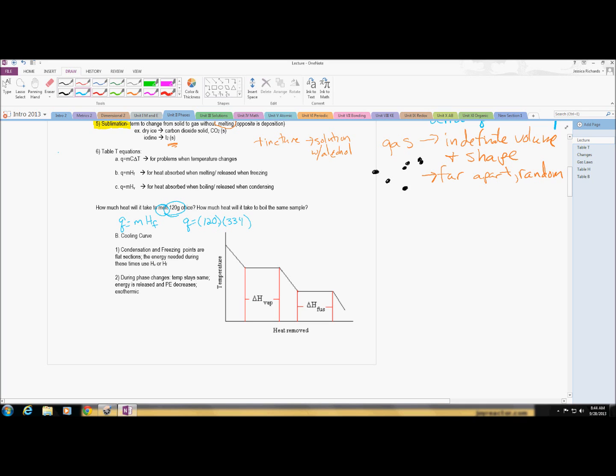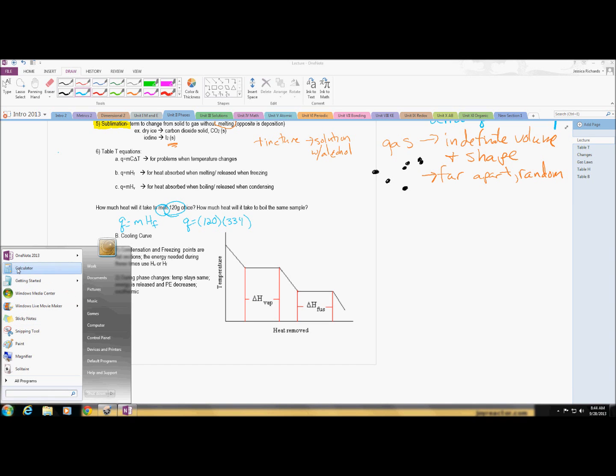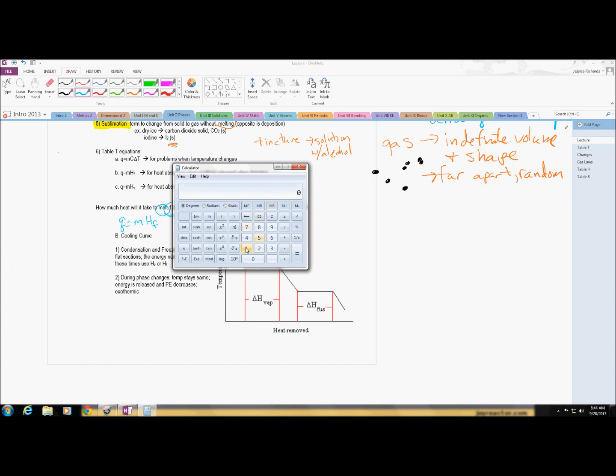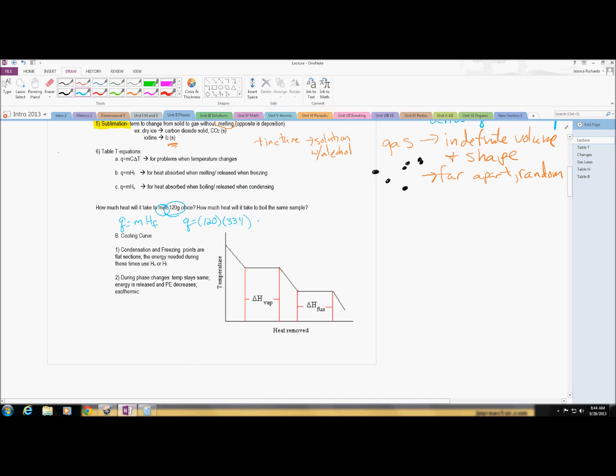The grams will cancel. If we had left the units in, the grams would cancel, and we would have joules left. And then all we need is our calculator. And we have 120 times 334. And we have 40,080. And the units here are joules. Remember, the grams are going to cancel, and joules are all we're going to have left.